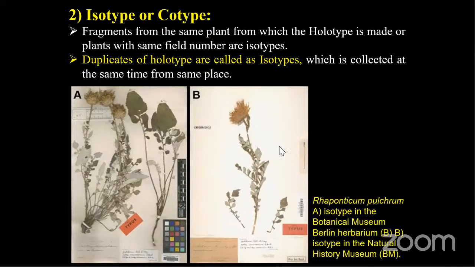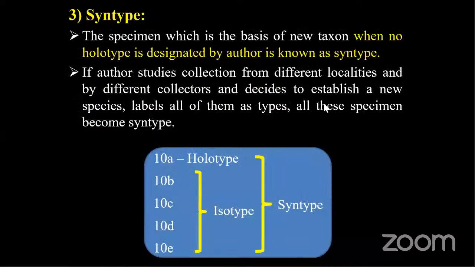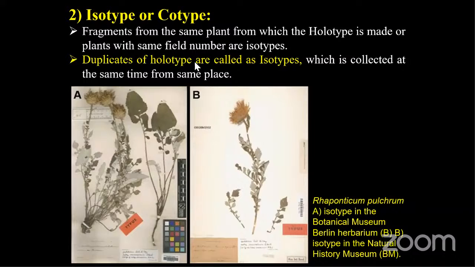Okay. So here, isotype is nothing but a duplicate of holotype, and they are called isotypes. Actually, the fragments from the same plant from which the holotype is made, or plants with the same field number, are called isotypes. So for example, in this case, 10B, 10C, 10D, 10E, except the holotype, all other specimens of the same field number collected by the original author from the same locality, at the same time, and from the same place, are acting as isotypes. So in simple language, isotypes are nothing but duplicates of the holotype. You have to remember only this: isotypes are nothing but duplicates of the holotype which are collected at the same time from the same place.